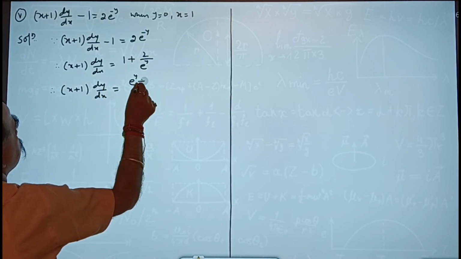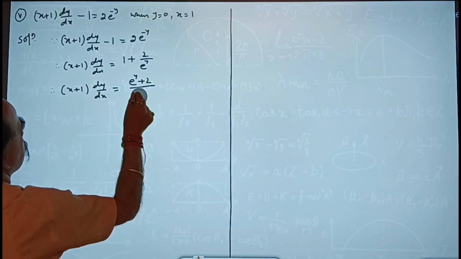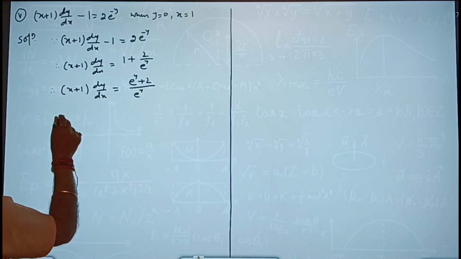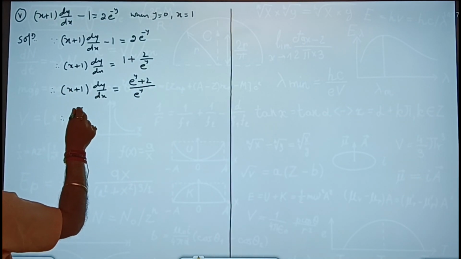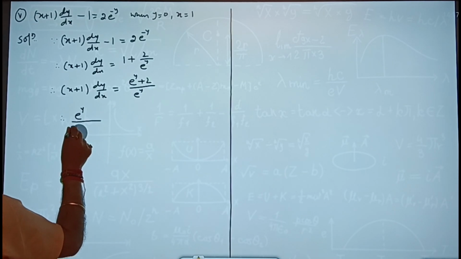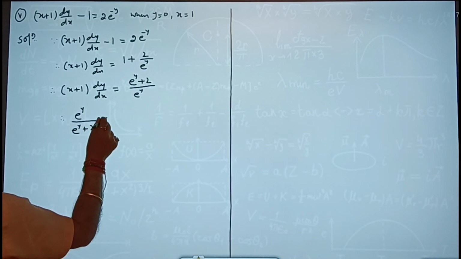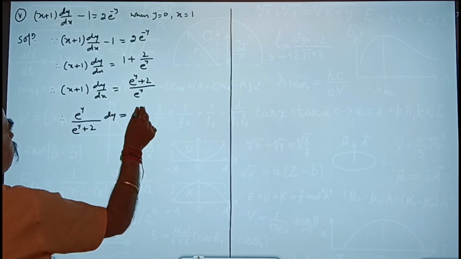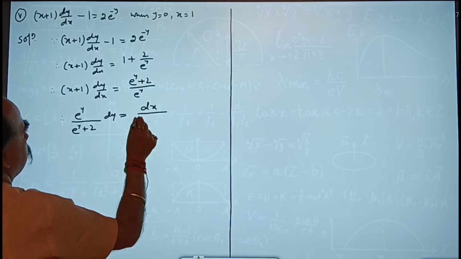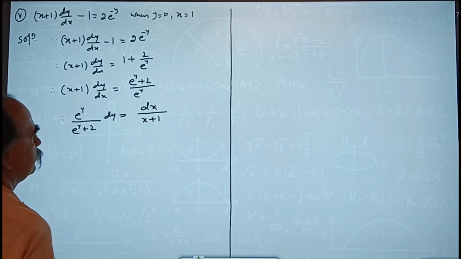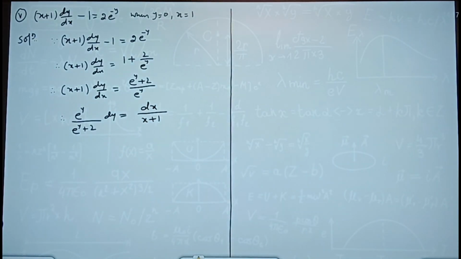E raised to y plus 2 upon e raised to y. This, you bring on this side, y term. So e raised to y upon e raised to y plus 2 dy, dx will go that side upon x plus 1. So we have separated variable, now we will integrate.